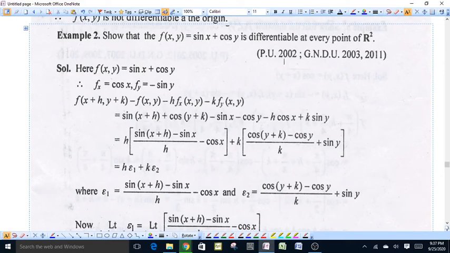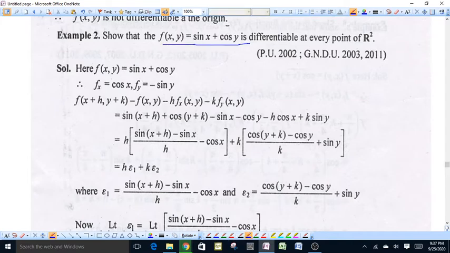Students, today we will discuss the differentiability of functions of two variables. Suppose f(x,y) is a function of two variables and is equal to sin x plus cos y, and this function is differentiable at every point of its domain, that is R square.